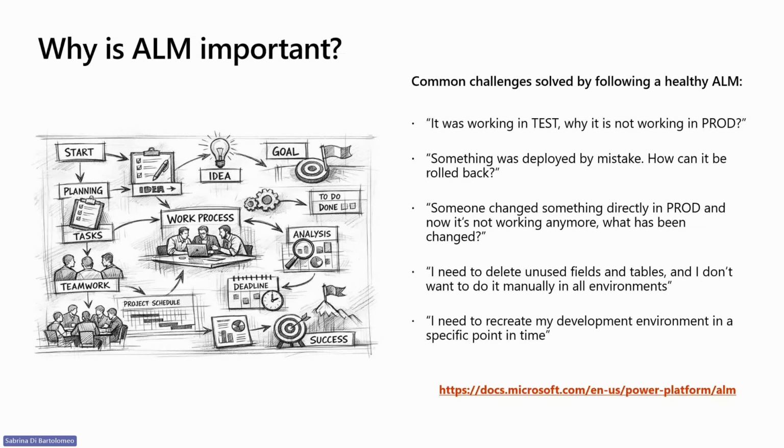"Something was deployed by mistake. How can it be rolled back?" When unmanaged solutions are used also in test and production environments, rolling back changes becomes a manual and time-consuming task, repeated environment by environment. With a proper ALM, deployments are safer and rollbacks are controlled and predictable.